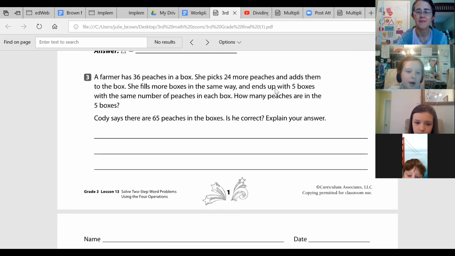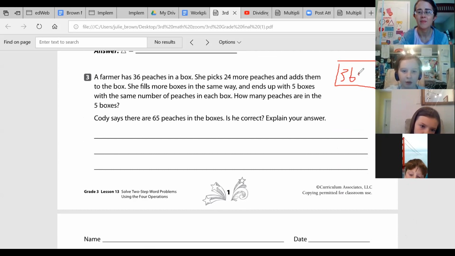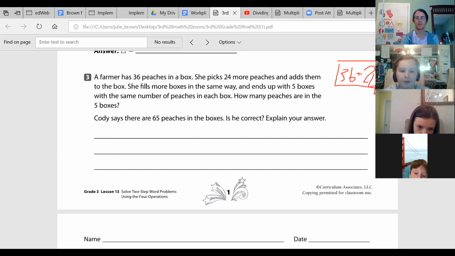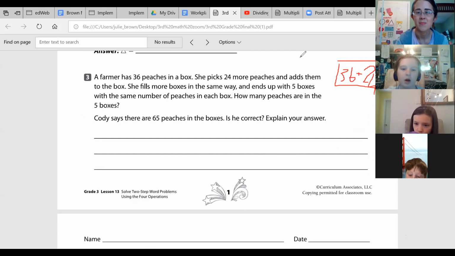A farmer has 36 peaches in a box. She picks 24 more peaches and adds them to the box. She fills more boxes in the same way and ends up with 5 boxes with the same number of peaches in each box. How many peaches are there in 5 boxes? Cody says there are 65 peaches in the boxes. Is he correct? Explain your answer.